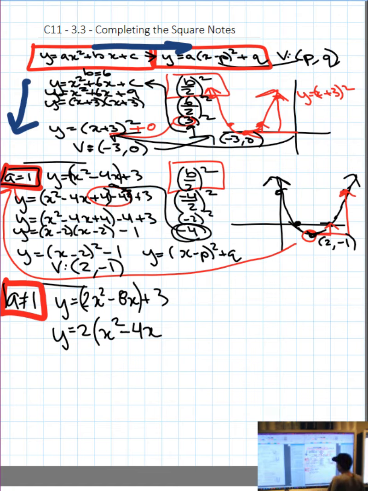Because 2 times negative 4x is negative 8x above. Again, review your greatest common factors from grade 10. What if you pull out a half? There's another fraction on the inside. Go back and review. Okay, so close bracket plus 3.